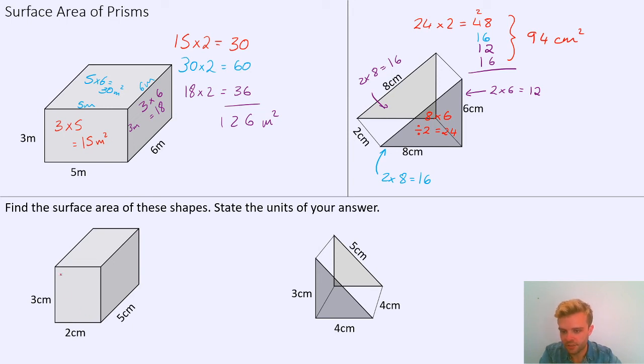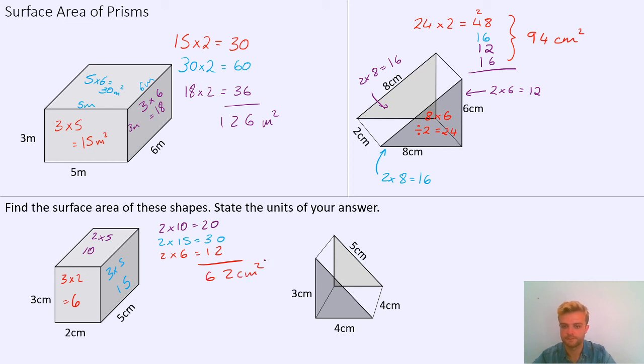So the cuboid first, we have the front, which is 3 times 2 to get the area, which is 6. We have the sides, which are 5 centimeters wide and 3 centimeters high. So those are 15. And we have the top and the bottom, which are 2 centimeters wide and 5 centimeters deep. So those are 10. Now there are 2 of each of those, so we'll double them. That was the top and the bottom. We've then got the left and the right. And finally, we have the front and the back. And we add all those together, 4, 5, 6, so 62 centimeters squared.